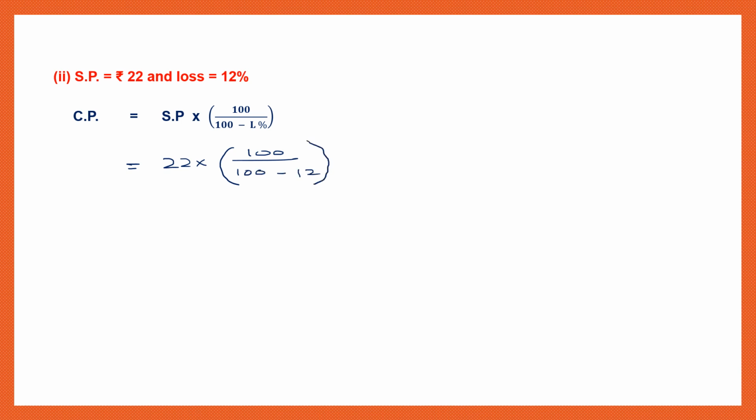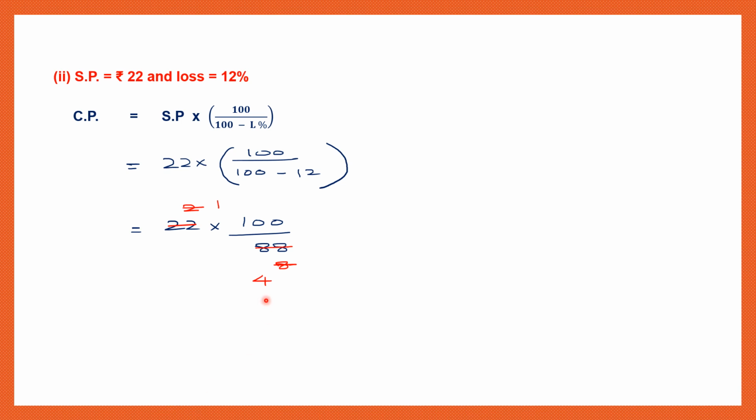12%. So now this will be 22 into 100 divided by 100 minus 12 is 88. So what's within brackets is to be done first. That's why we finish what is within brackets. Now we can cancel 22 and 88 both by 11. We can do with 22 also. Let's do it with 11 to make it easier for you. 11 2s are 22, 11 8s are 88. We can cancel 2 and 8.